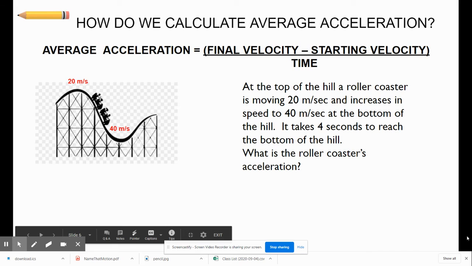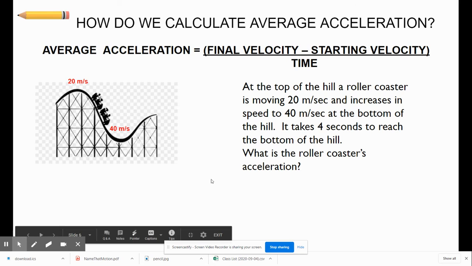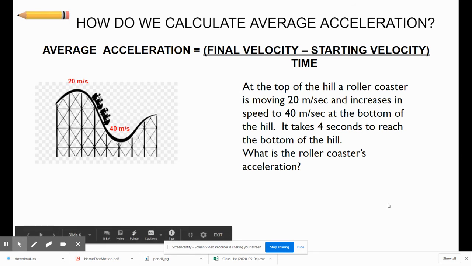So now here's our word problem. At the top of a hill, a roller coaster is moving 20 meters per second and increases in speed to 40 meters per second at the bottom of the hill. It takes 4 seconds to reach the bottom of the hill. So it's telling me that it took 4 seconds for the roller coaster, however we measured it, to go from here to here. And the question is, what is the roller coaster's acceleration?